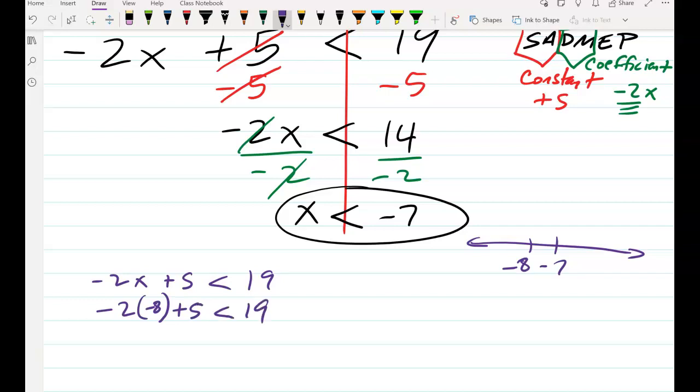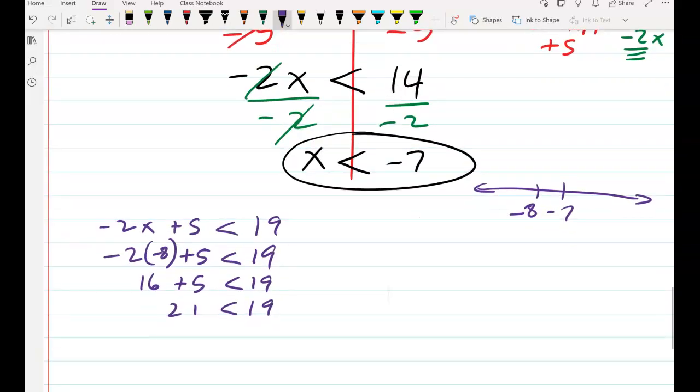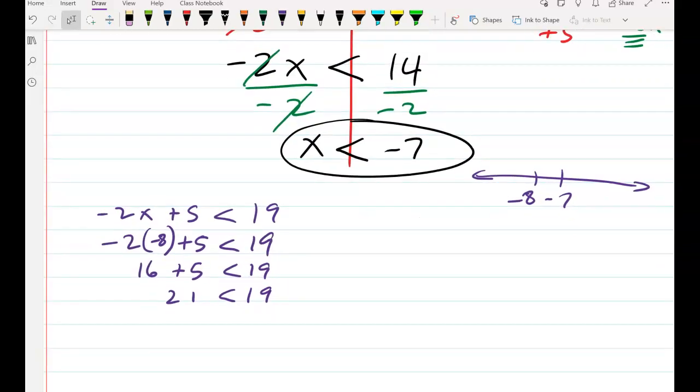Well, negative 2 times negative 8 is 16. 16 plus 5, is that less than 19? Well, 16 plus 5 is 21. Is 21 less than 19? Uh-oh, we did something wrong. Something is not right here. That's no good. He looks like he's got a black eye. There is definitely something wrong here. What did we do? Oh, shoot.